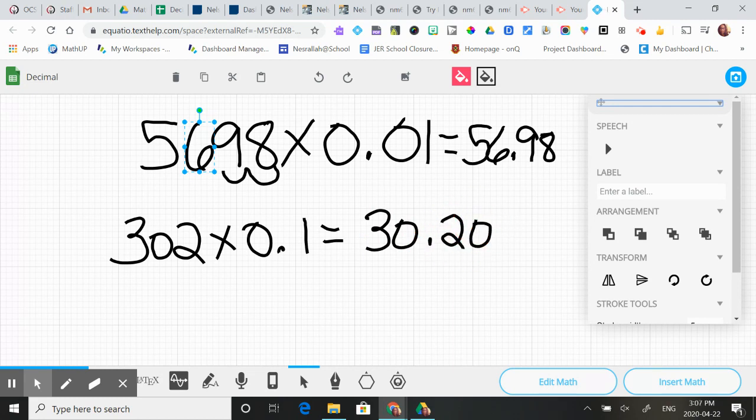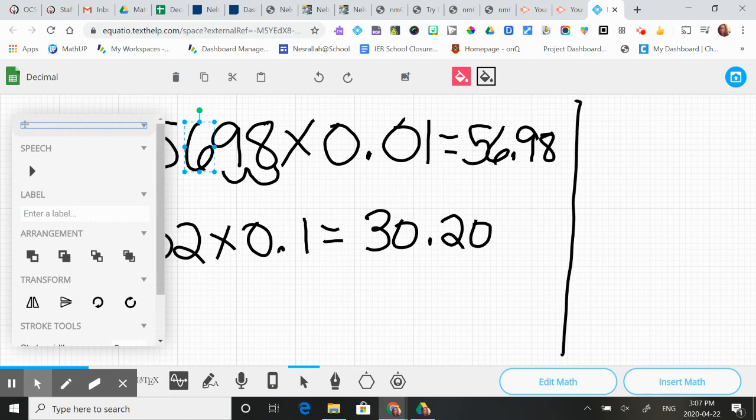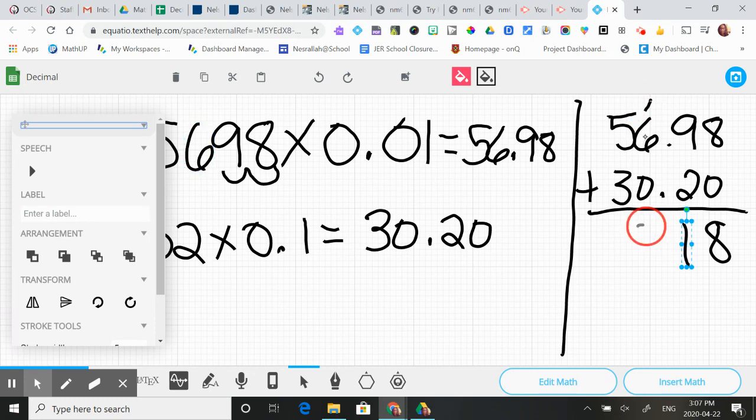So now I'm going to add these up. I'm just going to move this out of the way so that I can line it up here. So I would do 56.98 plus $30.20. And I've lined up my decimals. So 8 plus 0 is 8. 9 plus 2 is 11. I'm going to regroup. 6 plus 1 is 7. And 5 plus 3 is 8. So I have a total of 87.18.